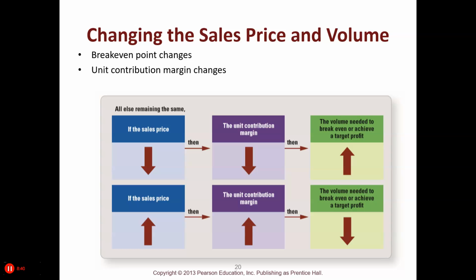So remember, changing the sales price and volume changes the break-even point and the unit contribution margin. Now, if the sales price goes down, then the unit contribution margin goes down, then the volume needed to break even or achieve a targeted profit goes up. If the sales price goes up, then the unit contribution margin goes up, then the volume needed to break even or achieve target profit goes down.